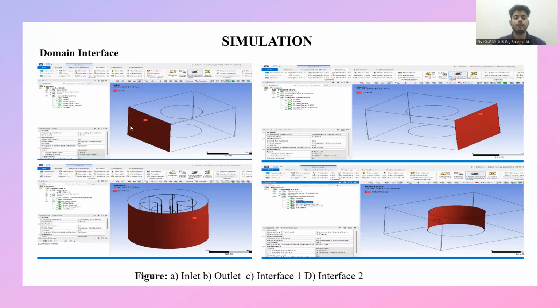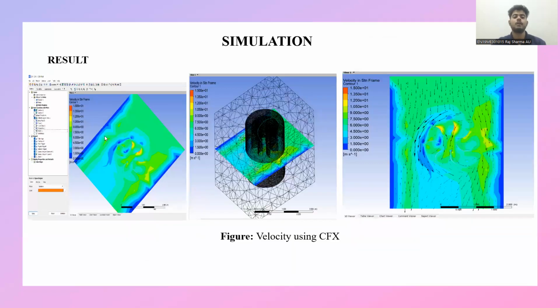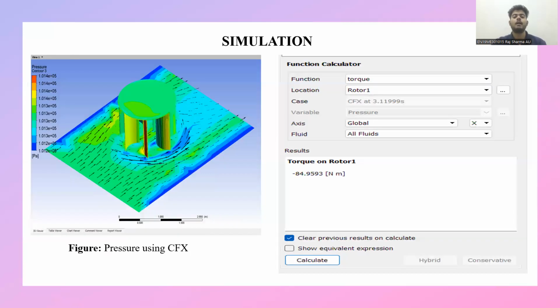This is the domain interface. That is the inlet, that is the outlet, and that is interface, and that is interface number 2. So this is the boundary condition, step by step boundary condition. This is the result of velocity using CFX, and that is the simulation of pressure using CFX. This is the function calculator which we have taken for the simulation.